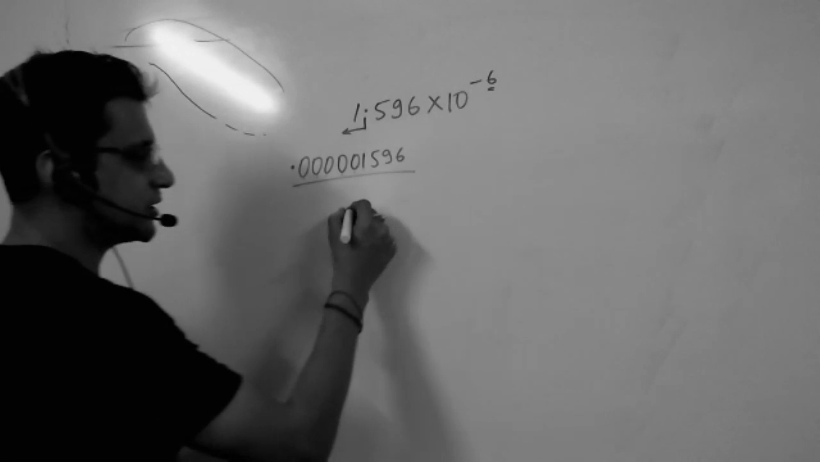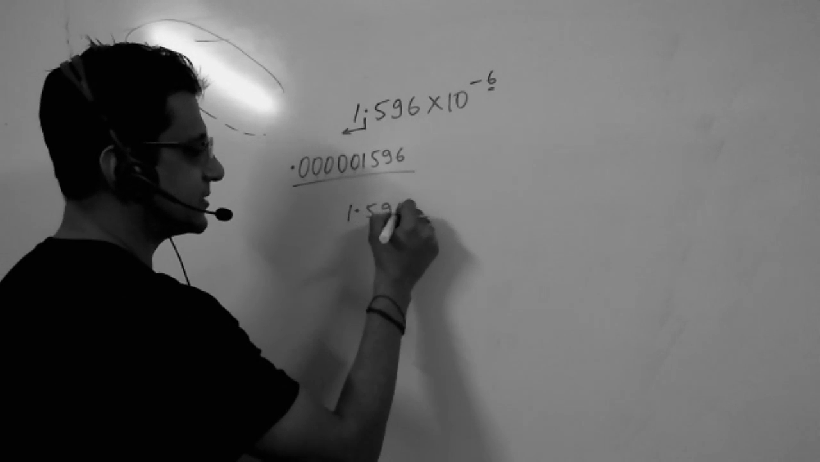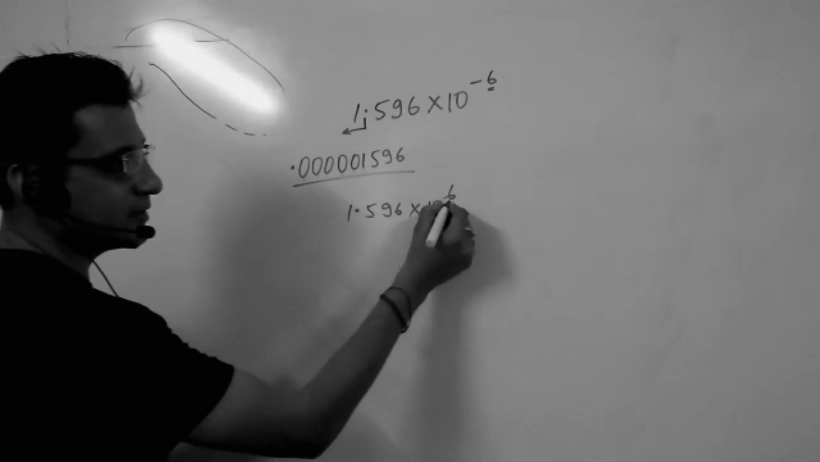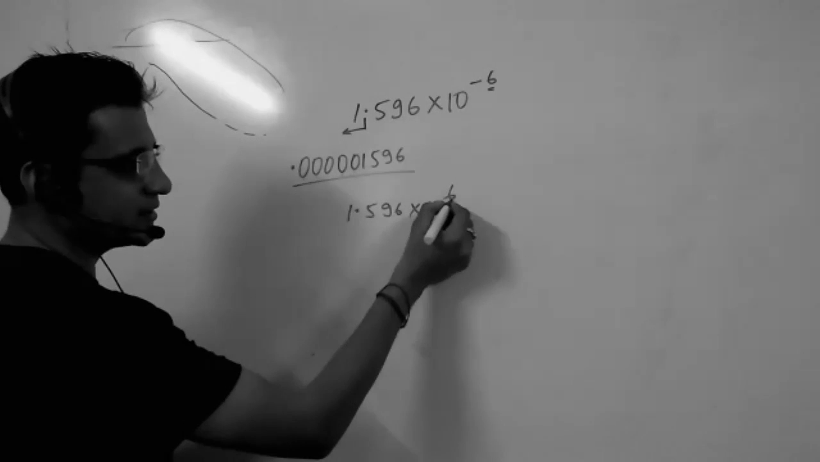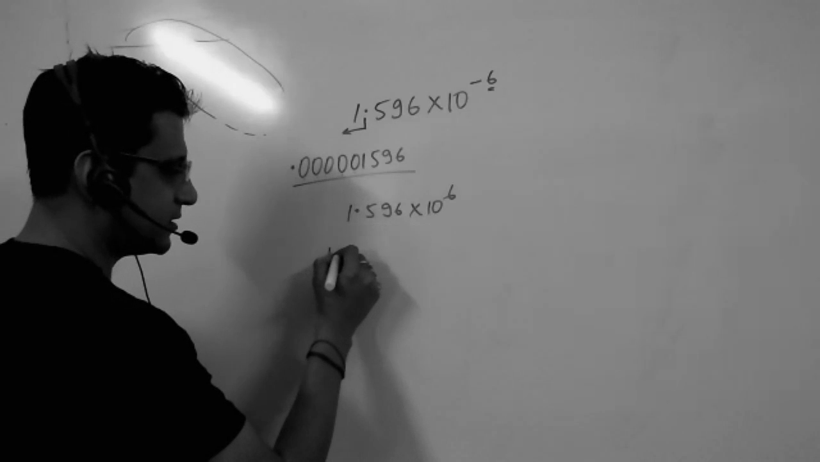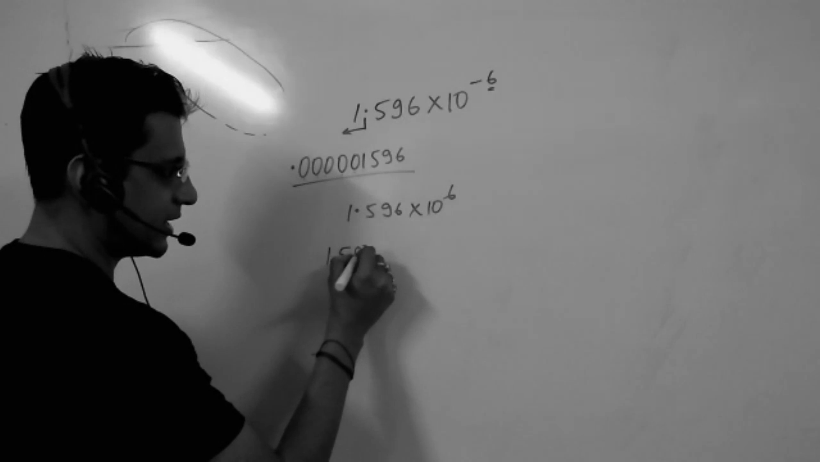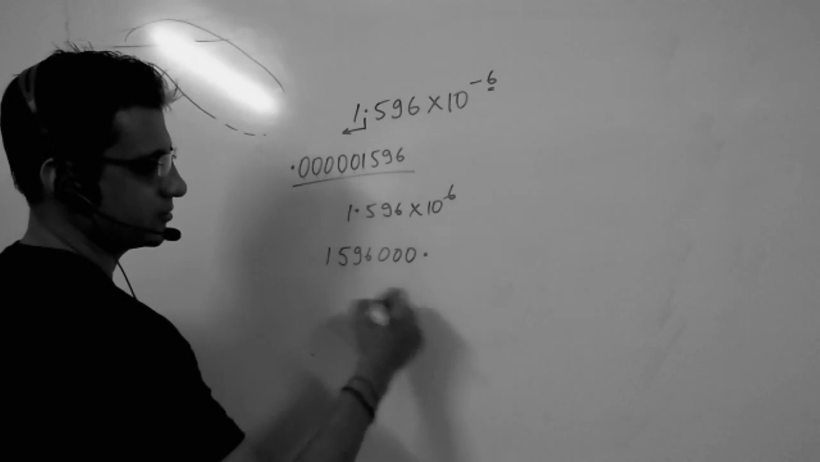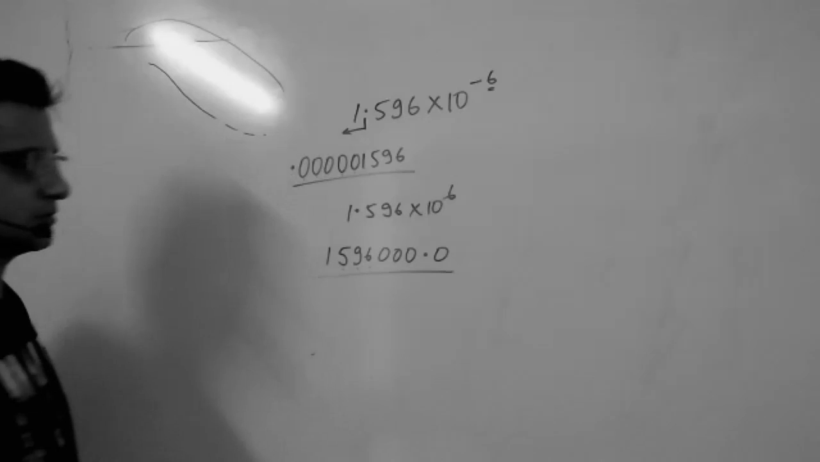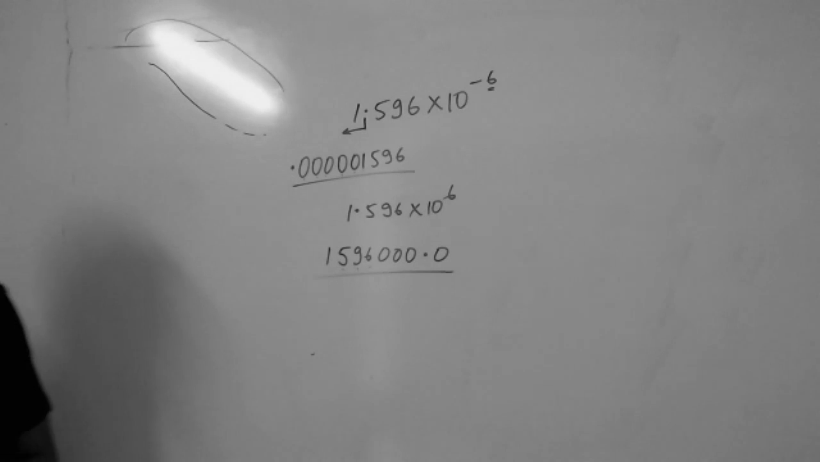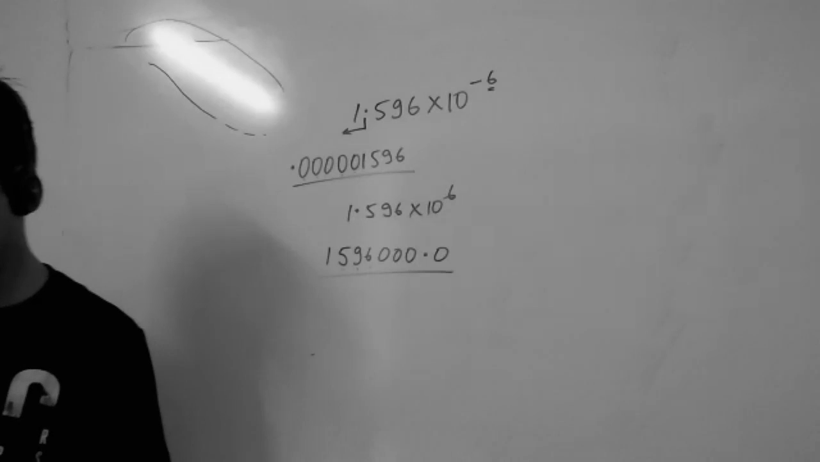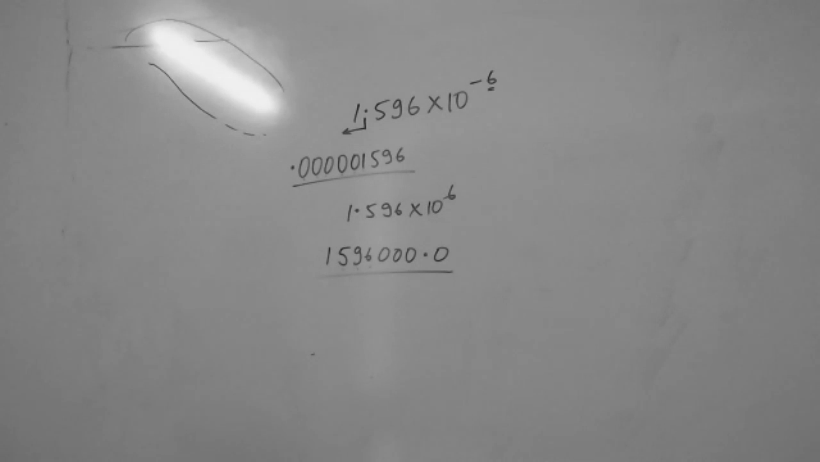If the same question is 1.596 into 10 to the power 6, this decimal will go right hand side. By how many steps? 6 steps. So 1, 5, 9, 6, then 1, 2, 3, 4, 5, 6, and then dot 0. Is it clear now with this example? Yes, sir.